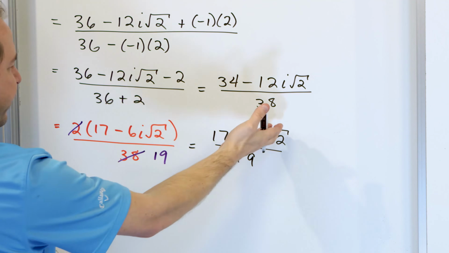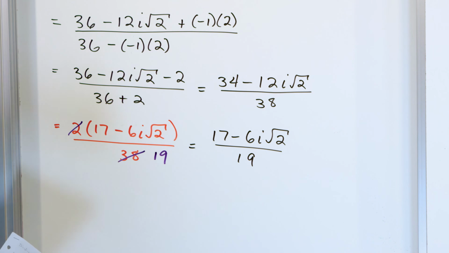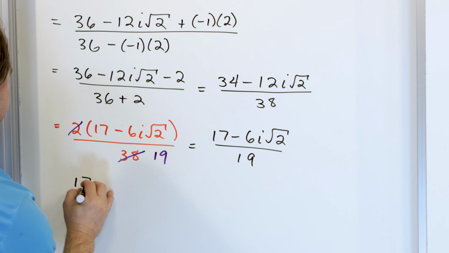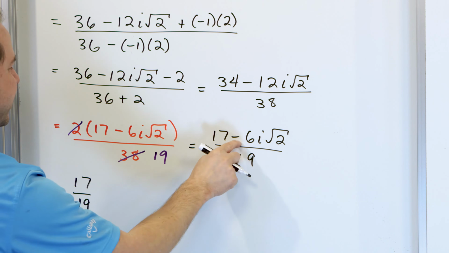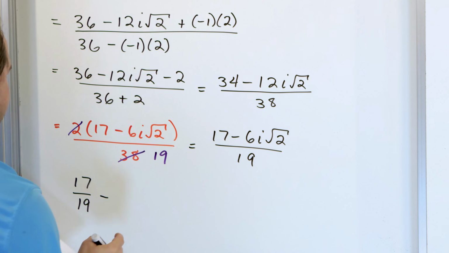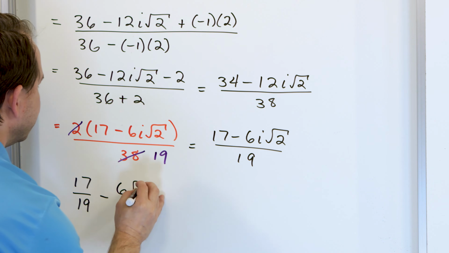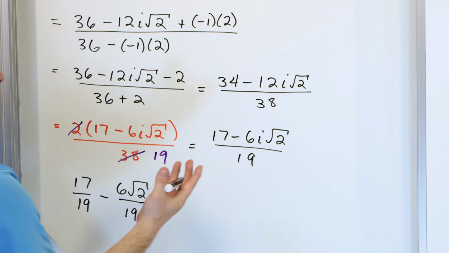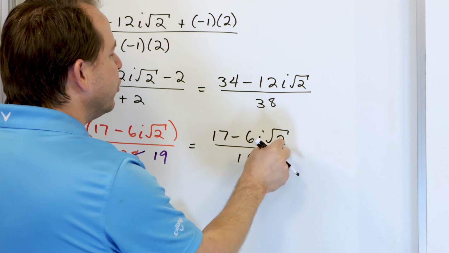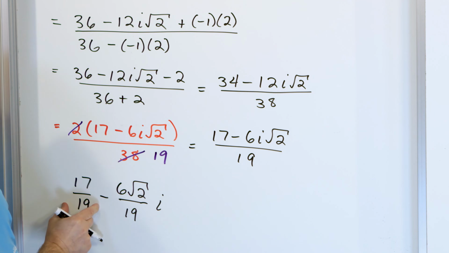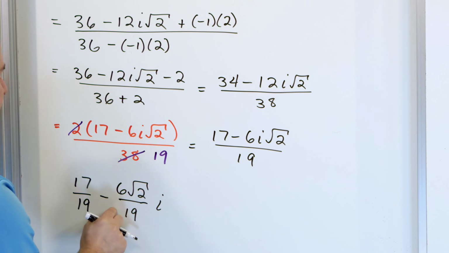And I can see there's no common factors or anything I can do there, so now I'm just going to break it apart. I have 17 over 19. The minus sign comes from here. 6I root 2 over 19, and the way I'm going to write it is 6 root 2 over 19. I'm going to write the I at the end. The way that you would write it would be 6I root 2 over 19, but we want to write the I at the end so that we can see the real part is this and the imaginary part is this. This is the number.